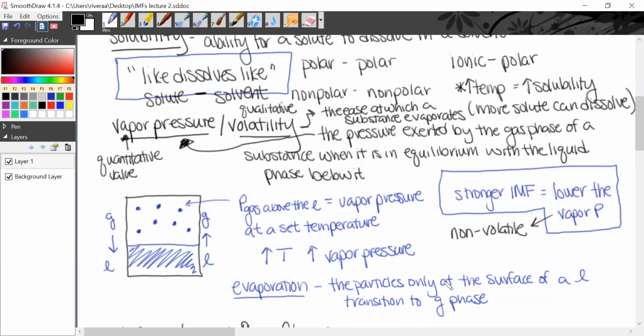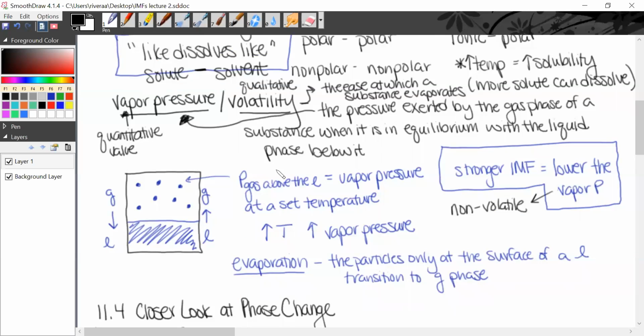So if we wanted to talk about this in the inverse, we would say if something had a weak intermolecular force, okay, so fine, here, I'll do a full inverse here. If we have a weak IMF, we're gonna have high vapor pressure, meaning it's really easy for that substance to evaporate into the gas phase. You're gonna get a lot of vapor pressure. And we say that these things are volatile.